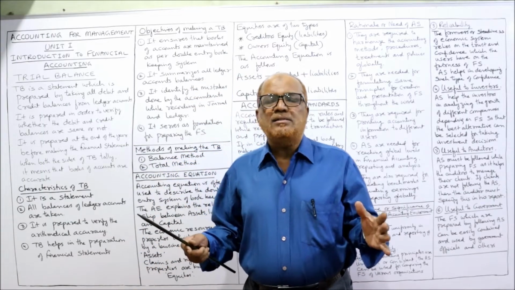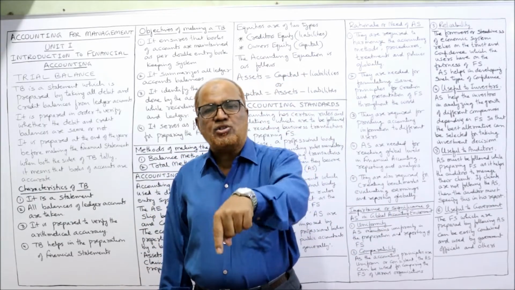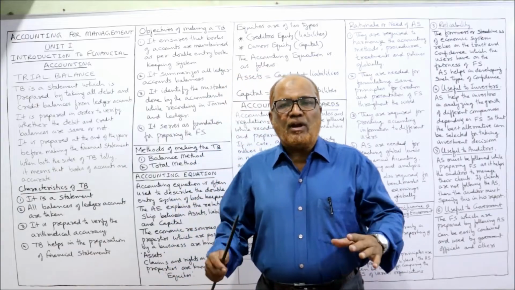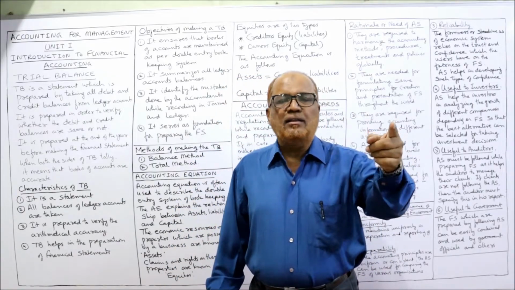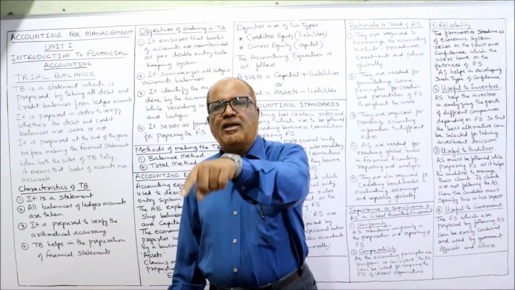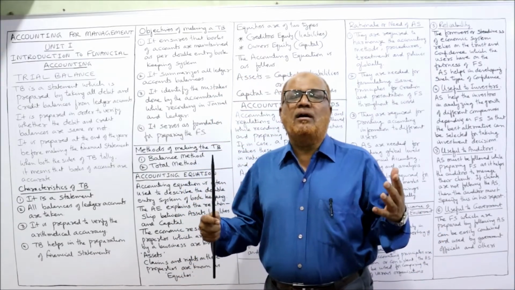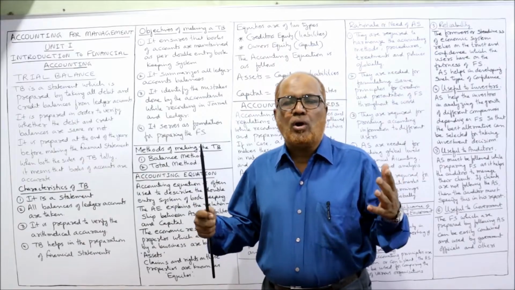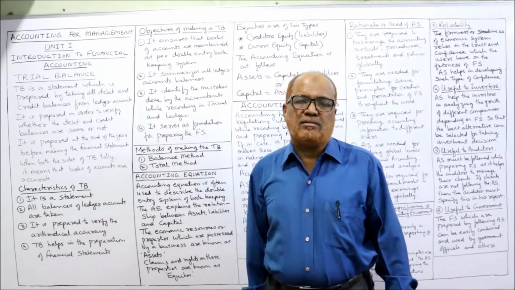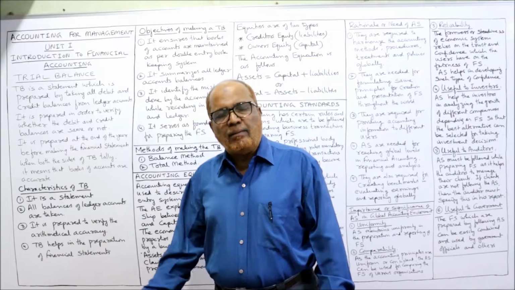Because in double entry system, for every debit there is a corresponding credit. So whatever amount you are taking on the debit side, the same amount correspondingly you should take it on the credit side. In other words, we can check whether double entry system is followed or not by making this trial balance.